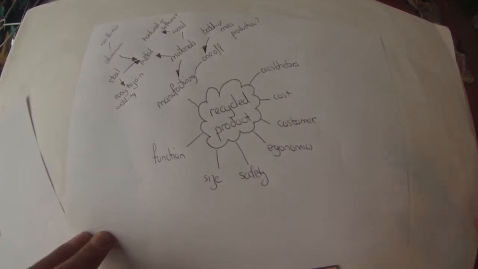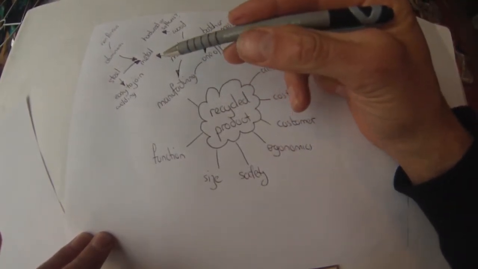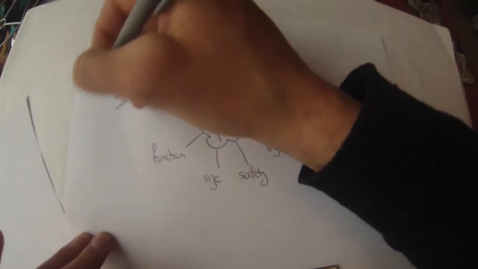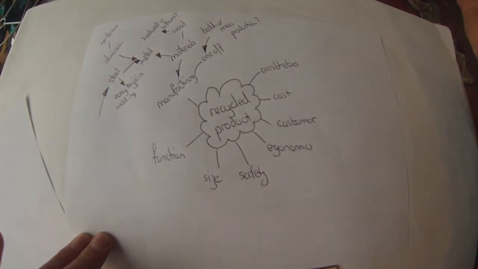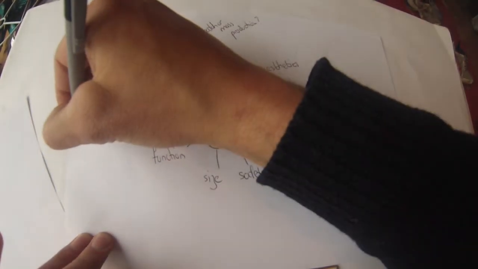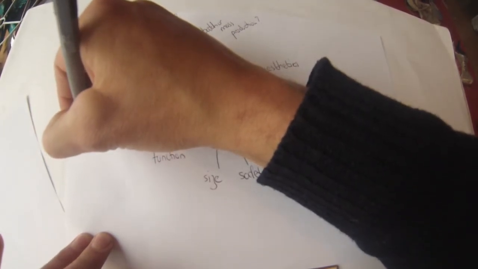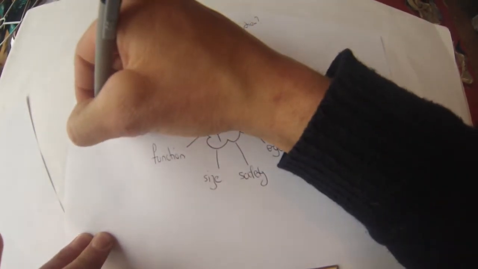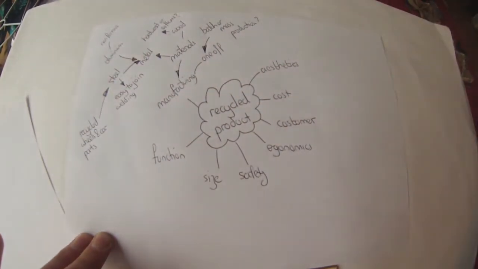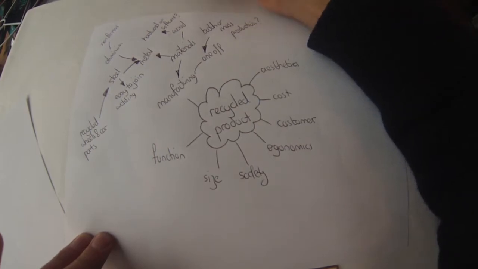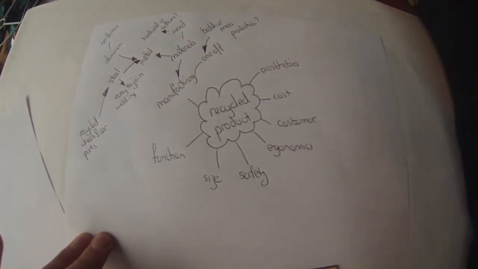Now obviously if I'm going to make this a recycled product, maybe I can use recycled objects. So I can think, looking at steel, maybe I'm going to use recycled wheels. Or maybe I could use recycled wood from perhaps a pallet or an old chest of drawers, something that's been used before.